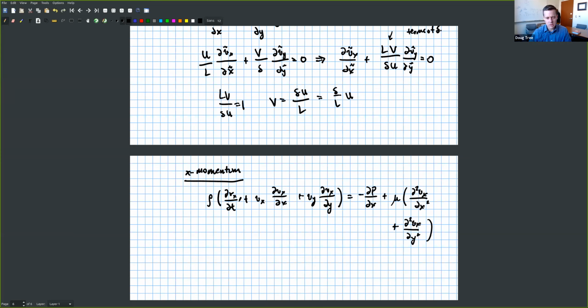And we can simplify it a little bit. Notice this is for 2D. So for our flat plate, we're not worried about the z direction. So we've dropped those terms already. And we can also drop this one because we're steady. So we're not going to change in time. So that guy's going to go away.